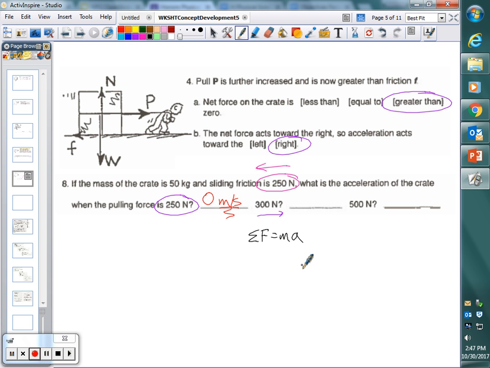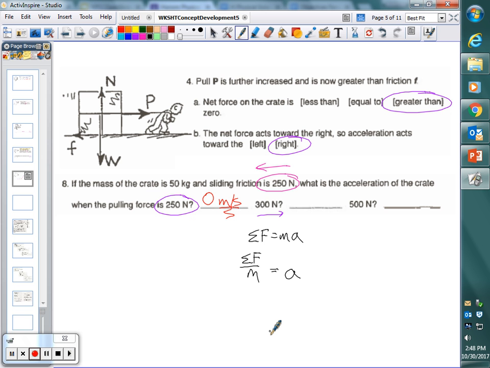Sigma F is equal to m times a. We said we can also rearrange this equation. Acceleration is equal to net force over mass. What was the net force in this example?